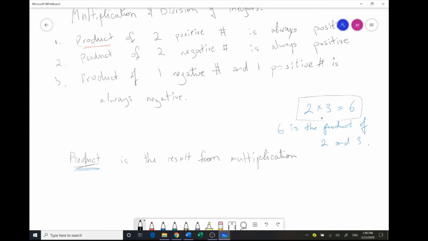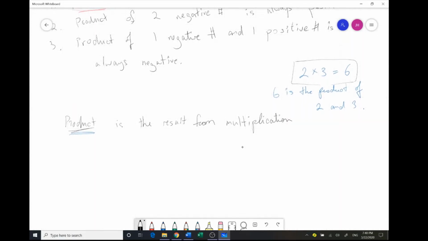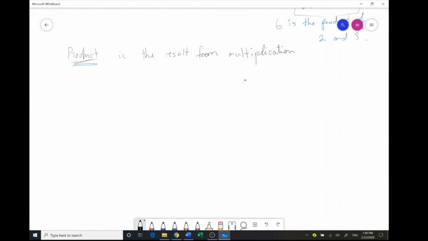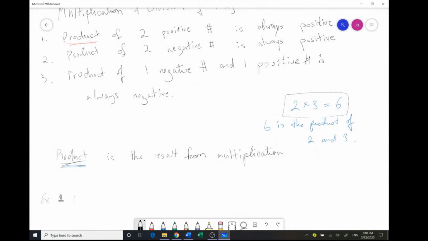Now we try to apply what we know about products to our principles 1, 2, 3. Please copy the 3 principles down first. Now we're going to move on to some examples. Example number 1 refers directly to principle number 1: the product of 2 positive numbers is positive.